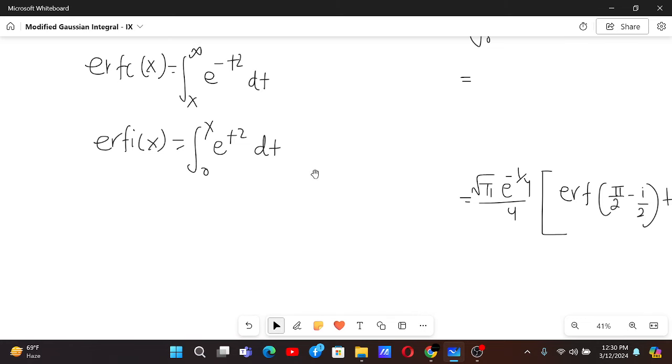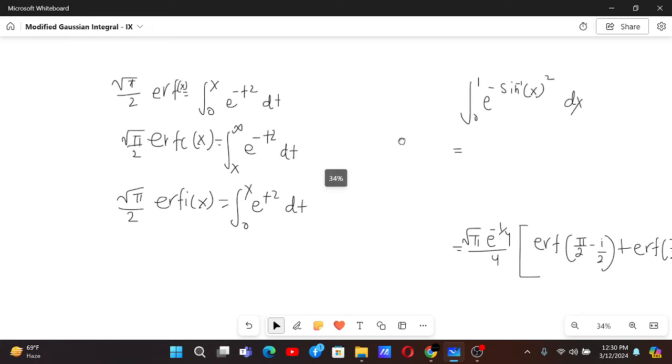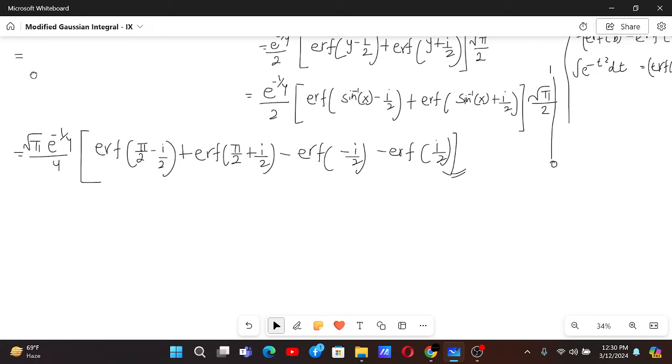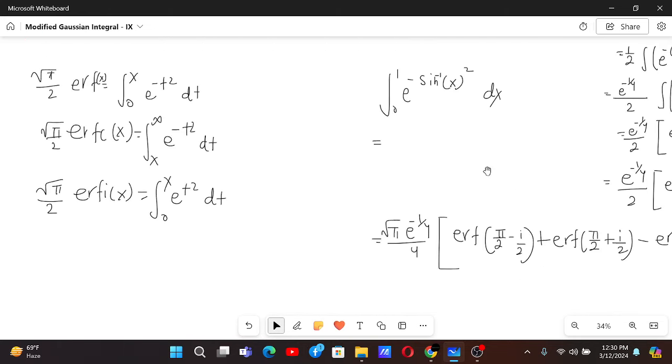I again missed something. That something is root pi by 2 over here. I'm really sorry I'm messing this up. But I hope you would understand. Did I make any mistake in other places? I think the others are fine.